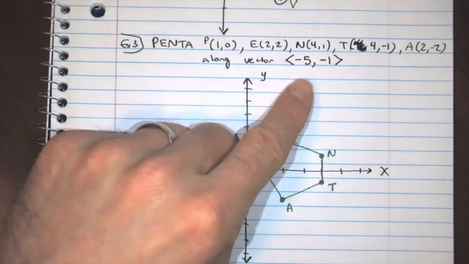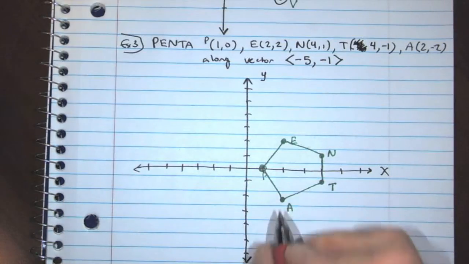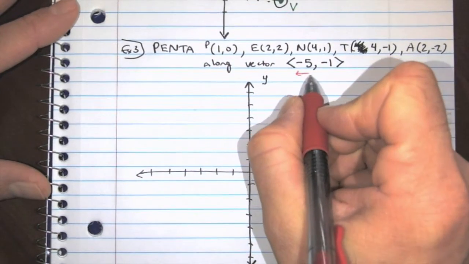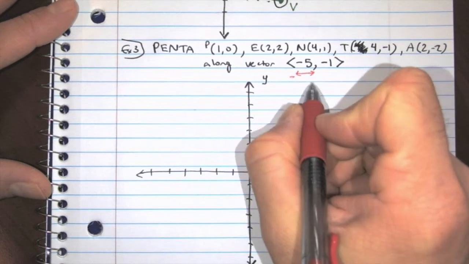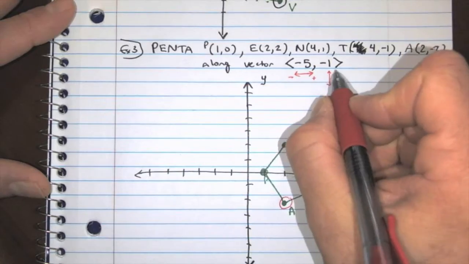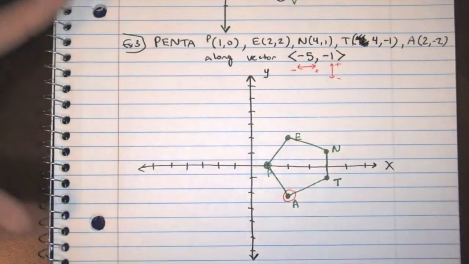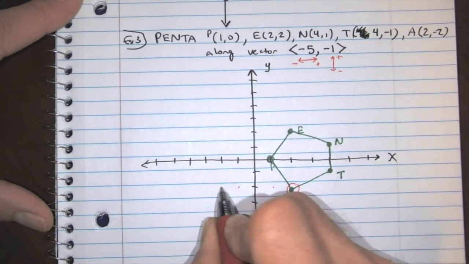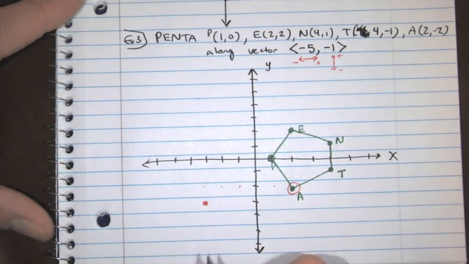Let's translate it along the vector -5, -1. Pick any point. I'm going to start with A. I need to slide it 5 to the left. It's either left or right, folks. It's negative if we're going left, positive if we're going right. Up and down is the next coordinate. Positive, you're going up. Negative, you're going down. So I need to go 5 to the left and 1 down. 1, 2, 3, 4, 5. 1 down. Big fat point. A prime.